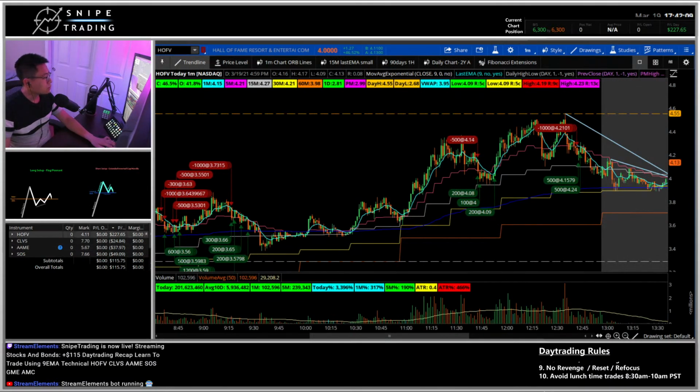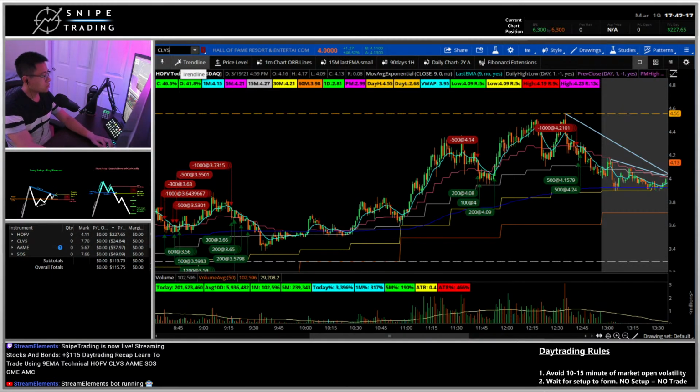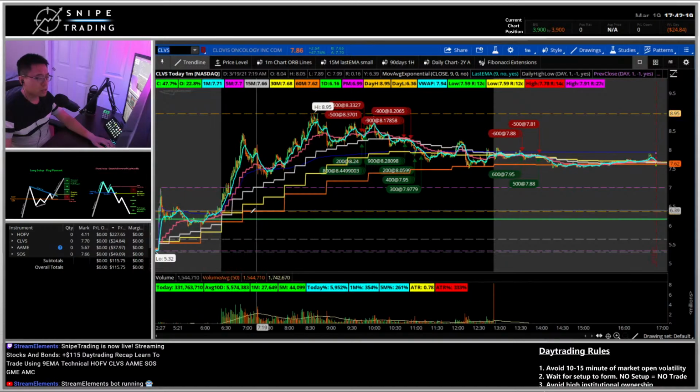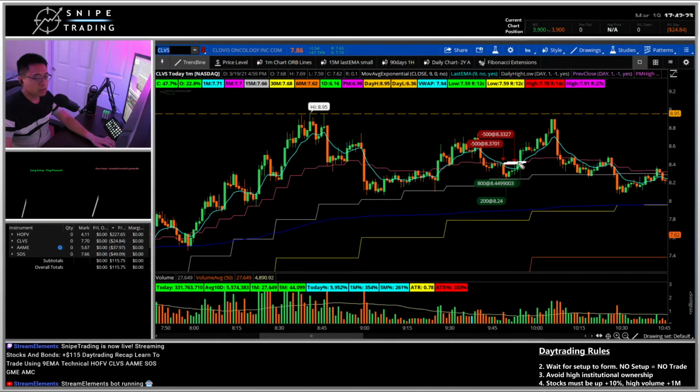So that was a win for a total of 227 there. The next trade was CLVS. So I was actually kind of back and forth on this. So I lost like 100. I was down like 50 on this trade.